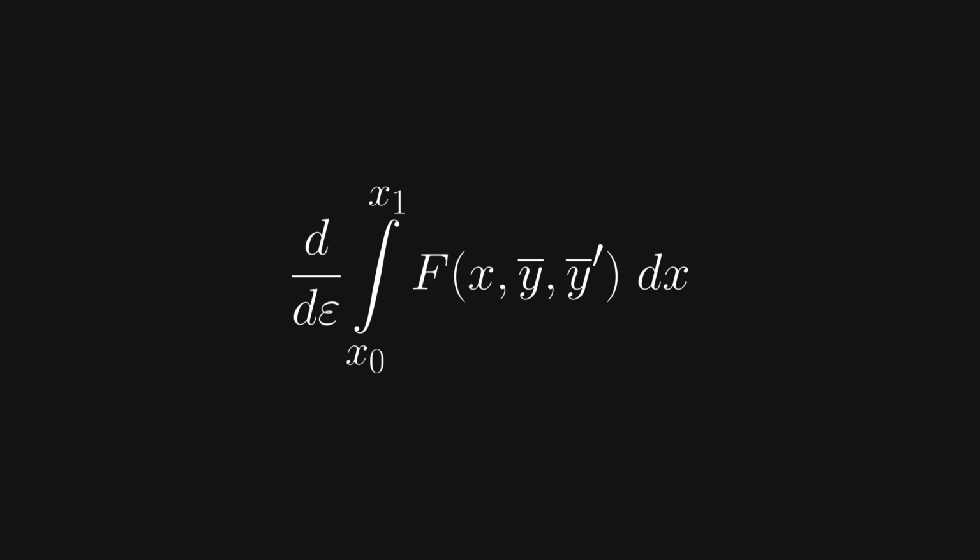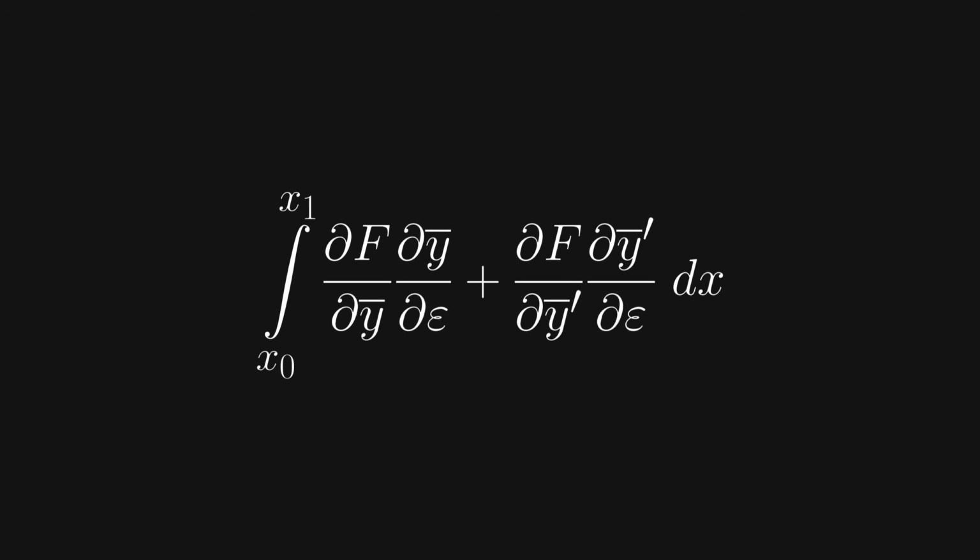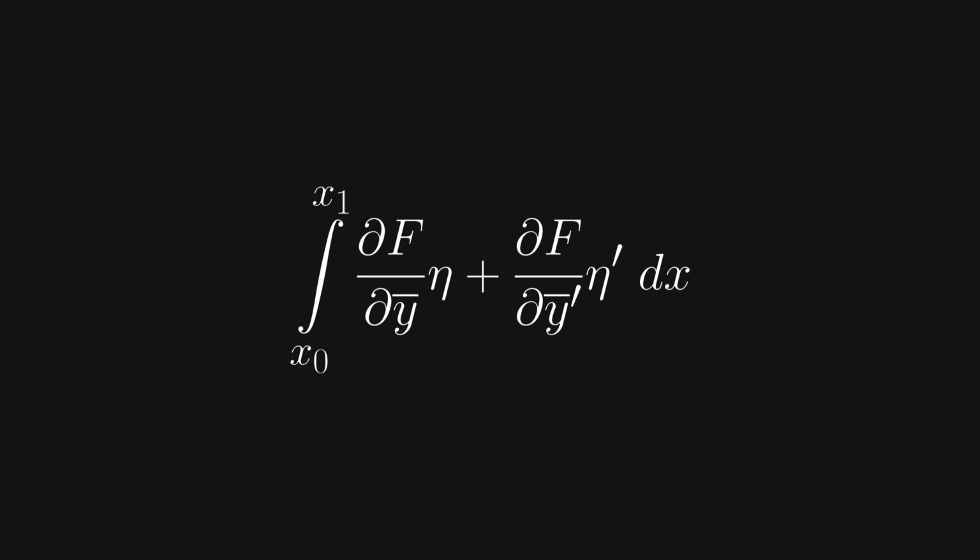From Leibniz's rule, we can rewrite this as the integral of partial f partial epsilon from x0 to x1 dx. Using the multivariable chain rule, partial f partial epsilon becomes partial f partial y bar times partial y bar partial epsilon plus partial f partial y bar prime times partial y bar prime partial epsilon. Referring back to our definition of y bar, we can simplify this again as partial f partial y bar times eta plus partial f partial y bar prime times eta prime. I now want to draw your attention to this term, partial f partial y bar prime times eta prime.